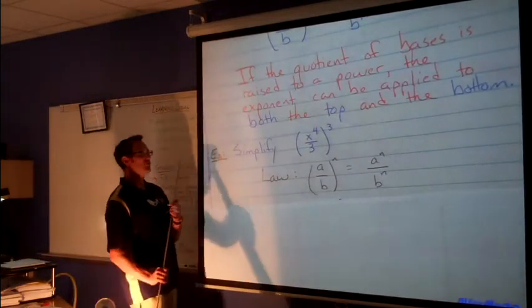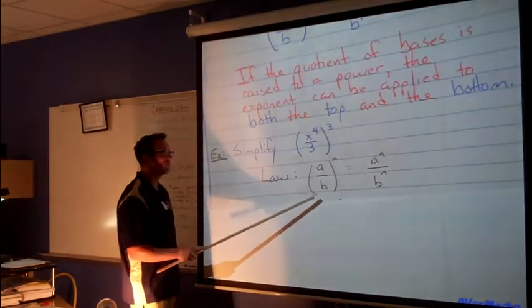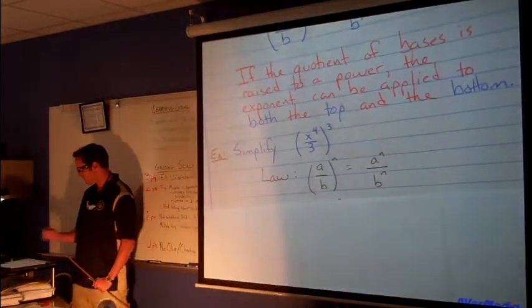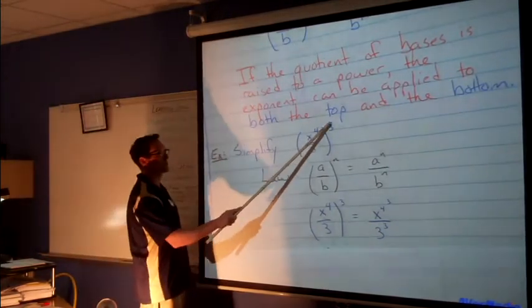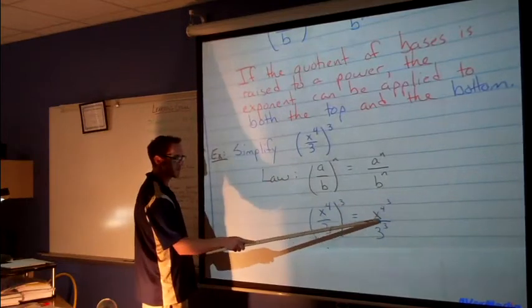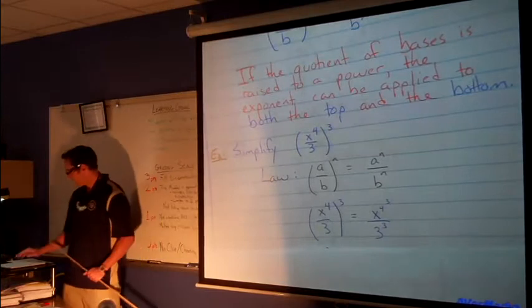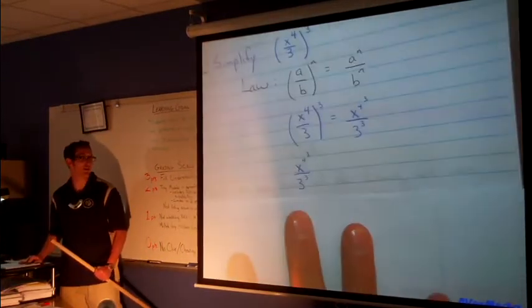So we're first going to use the law of exponents that states if you have a quotient to a power, you apply the power to the top and the bottom. So we're first going to see how that looks. That means we take our expression and we apply the 3 to the top and we apply the 3 to the bottom. Okay, so we're just taking that exponent and applying it to the top and the bottom. So we have this expression now.